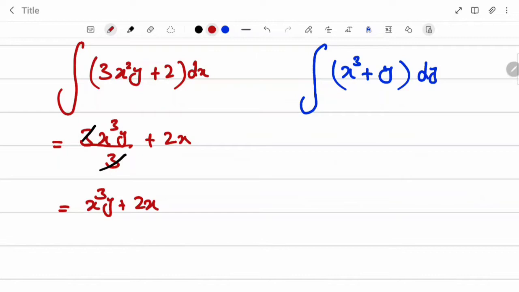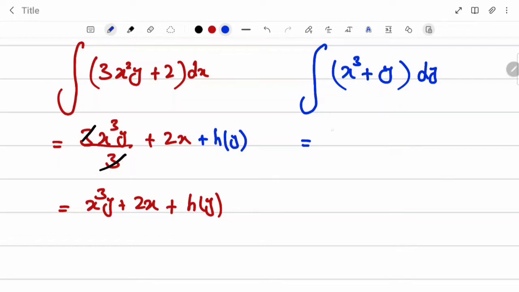Remember, we have to place a constant, but instead of a constant, what I need to place is a function of only y. You have to place, in the dx form, plus h(y). Don't forget it. So we have h(y).